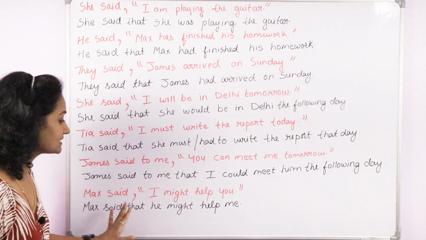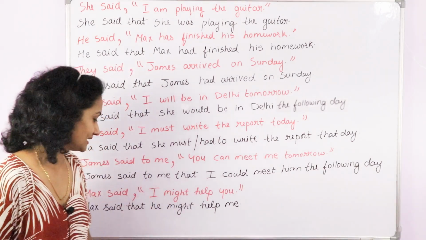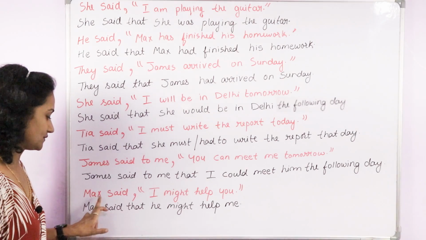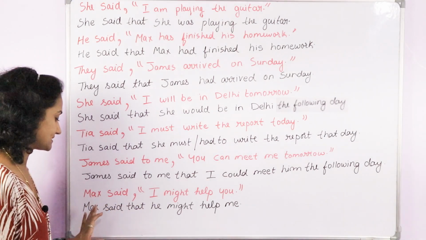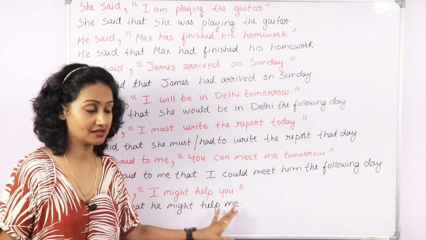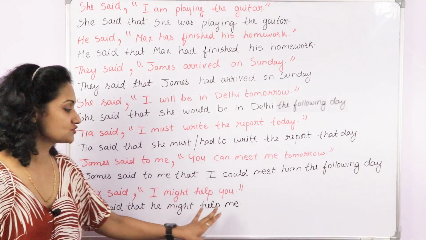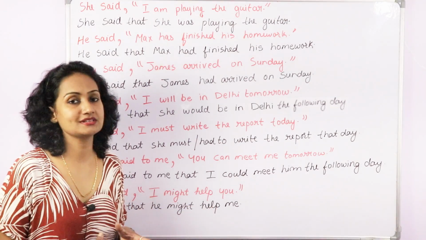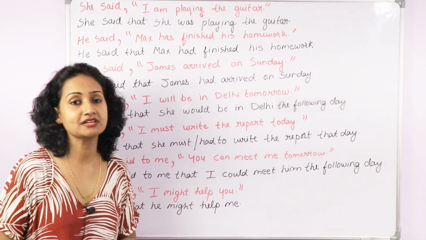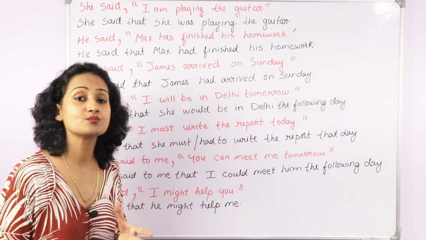Next is Max said, "I might help you." So we don't change might. So Max said that he, okay, we are using it for Max. Max said that he might help me. So this way you are going to change the pronoun depending upon the sentence. Okay, so I think it's clear to you because it's quite easy. Once you understand the rules, it's very easy to write reported speech.